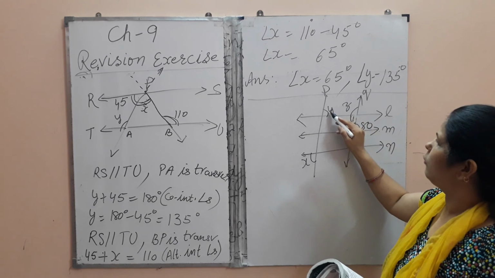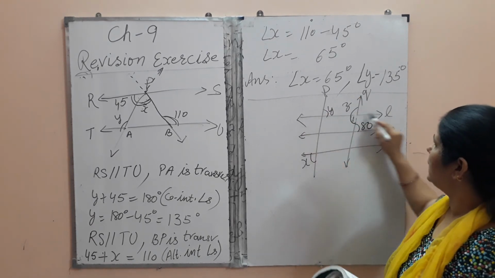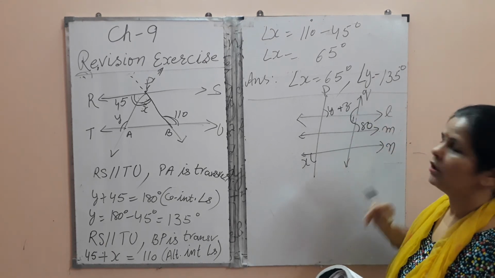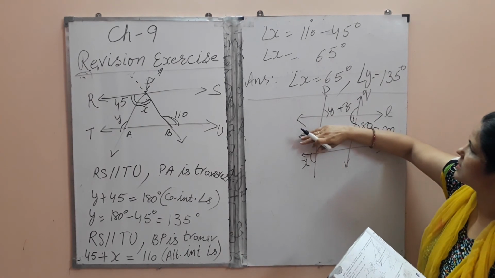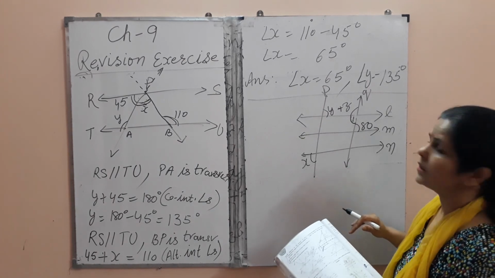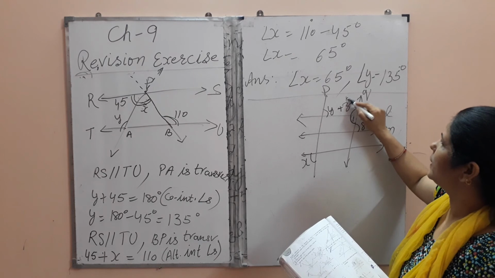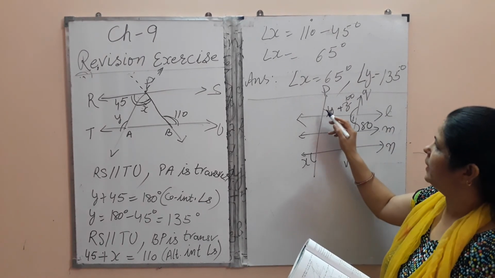Now we will find out Y. P and Q are parallel and L is the transversal. Y plus Z equals 180 degrees, co-interior angles. These two lines are parallel lines and this is the transversal. So these two are the co-interior angles. So Y plus Z equals 180 degrees. Z we know is 100 degrees. So Y we will find out: 180 minus 100, 80 degrees.